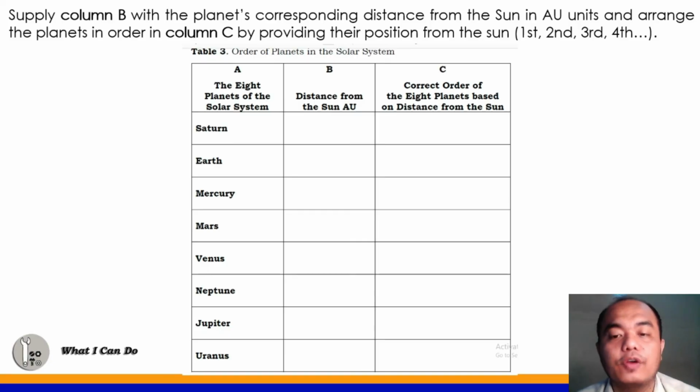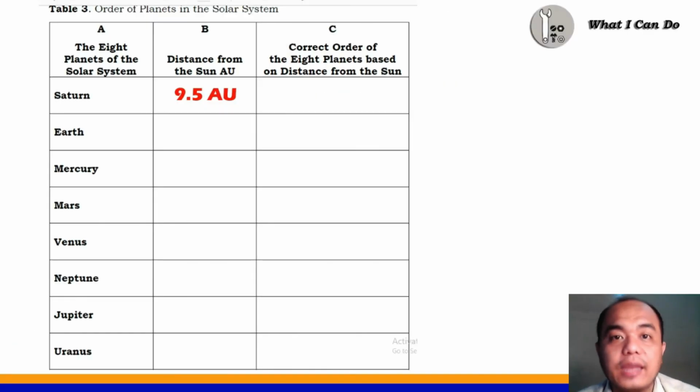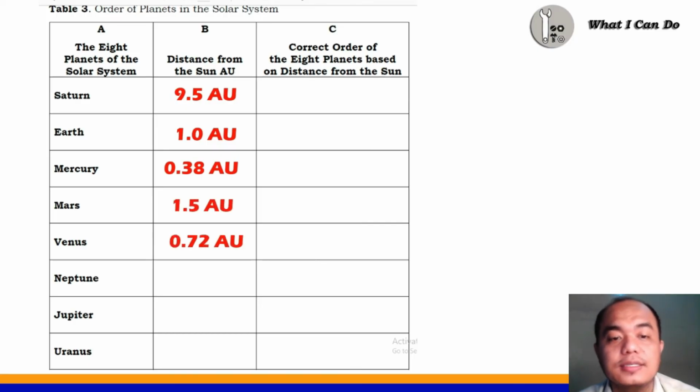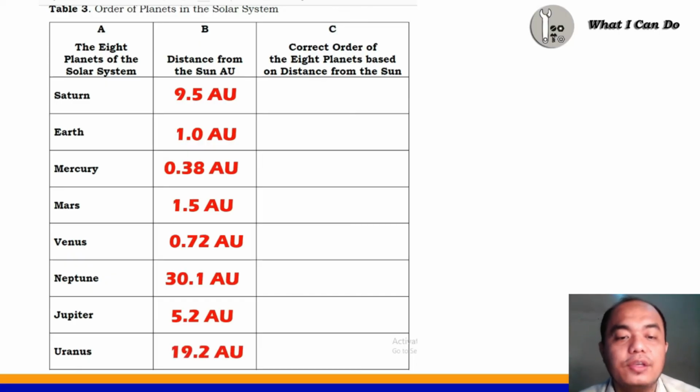So for letter B, for column B, we have the Saturn is 9.5 astronomical unit. The Earth, of course, is 1 astronomical unit. Mercury is 0.38 astronomical unit. Number 4, we have Mars. Mars is 1.5 astronomical unit. Venus is 0.72 astronomical unit. Neptune, 30.1 astronomical unit. Jupiter is 5.2 astronomical unit. And we have Uranus is 19.2 astronomical unit.